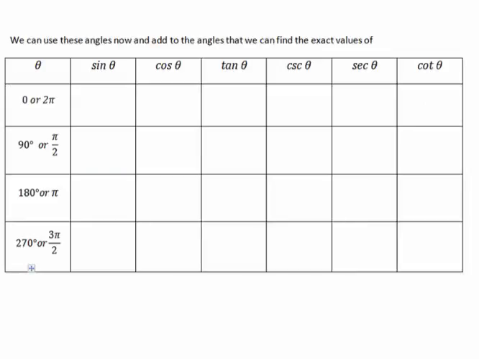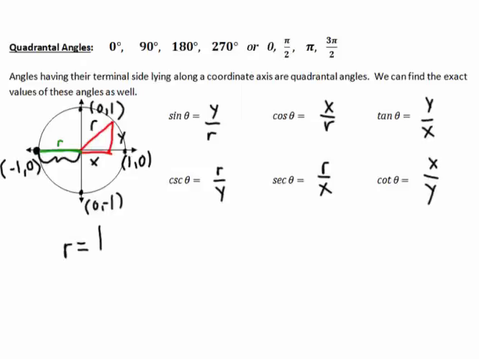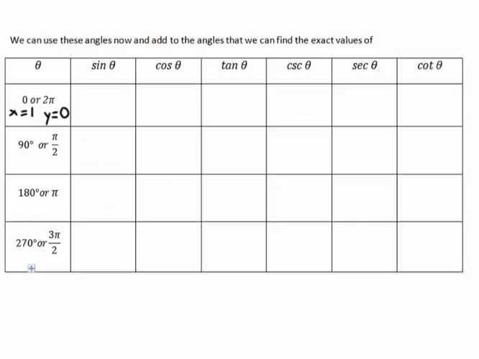So let's start at 0 or 2 pi. At 0, the x coordinate is equal to 1, and the y coordinate is equal to 0. Now, if you look up above, the sine of theta is y over r. Remember, our r is always going to equal 1, so y over r is 0 over 1, which is 0.